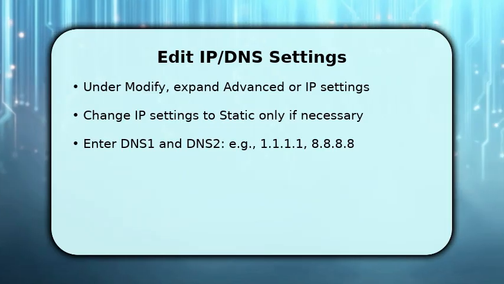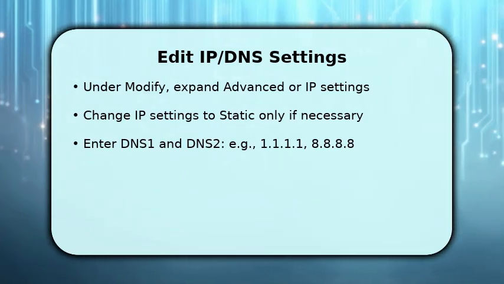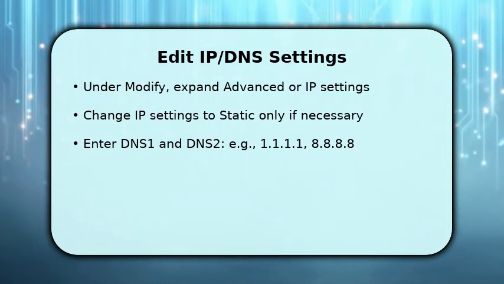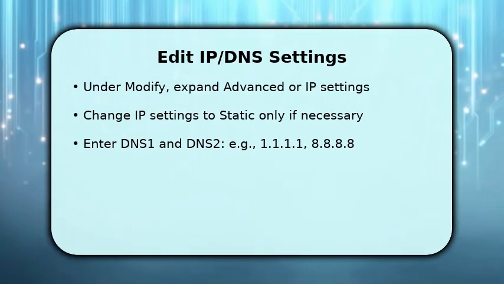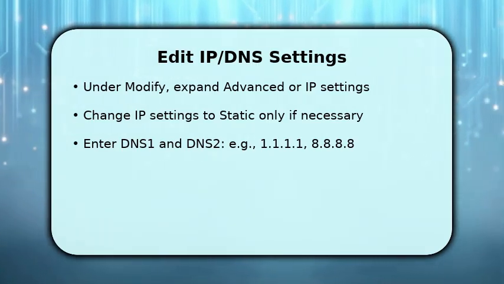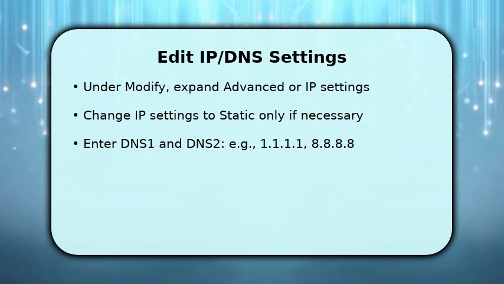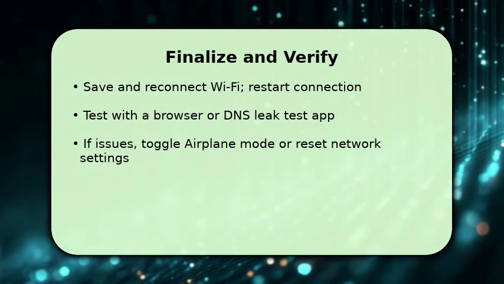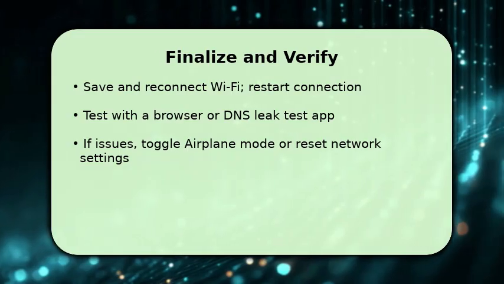Enter your preferred DNS1 and DNS2 addresses, for example 1.1.1.1 and 8.8.8.8, then save the network. This directs name lookups to the new resolvers immediately after reconnecting. After saving, reconnect to the network so the settings take effect.